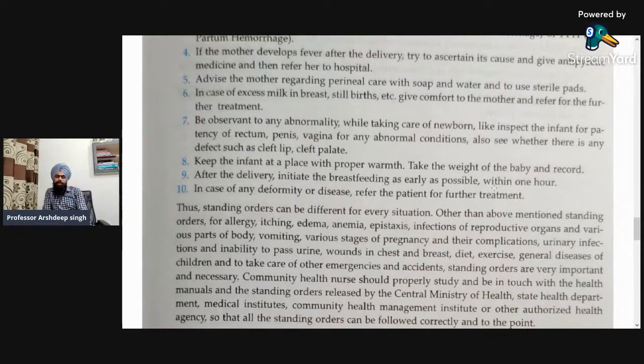After delivery, initiate the breastfeeding as early as possible, within 1 hour. Next and last, in case of any deformity or disease, refer the patient for further treatment. So that was mainly about the standing orders that have to be followed by the providers of care to the mother and the child.